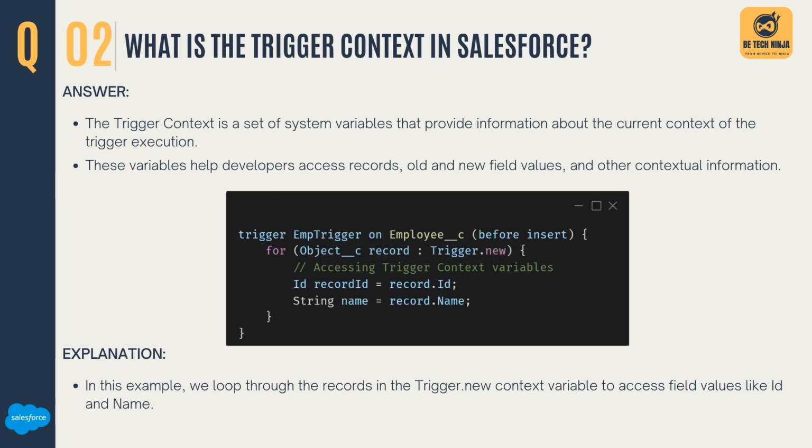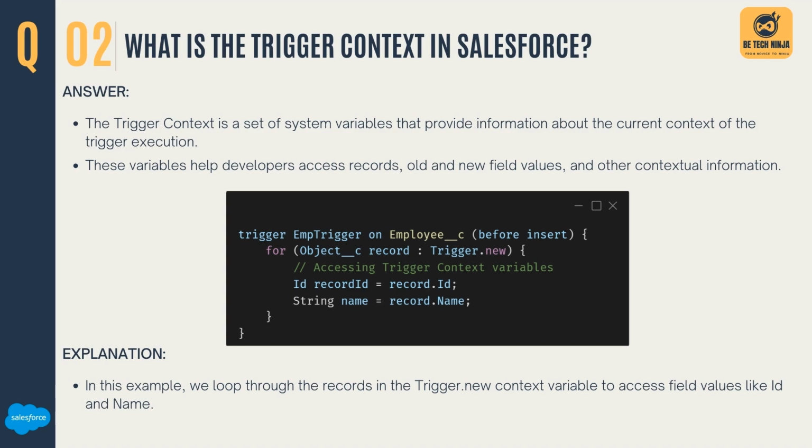Question 2. What is the trigger context in Salesforce? You can answer it like, the trigger context is a set of system variables that provide information about the current context of the trigger execution. These variables help developers access records, old and new field values, and other contextual information.